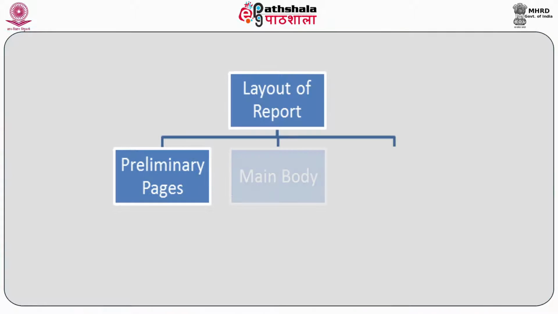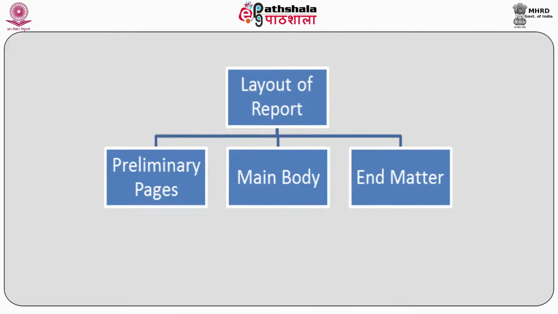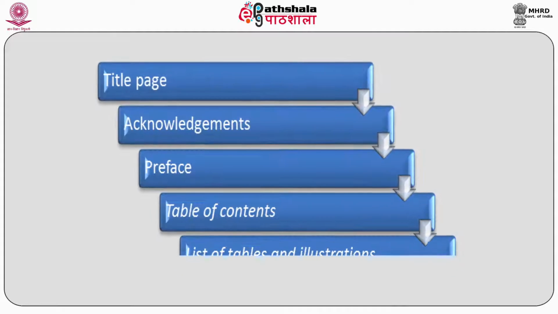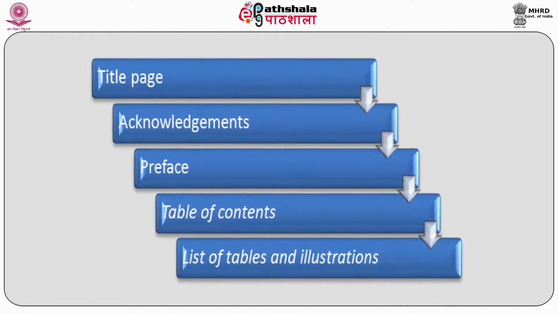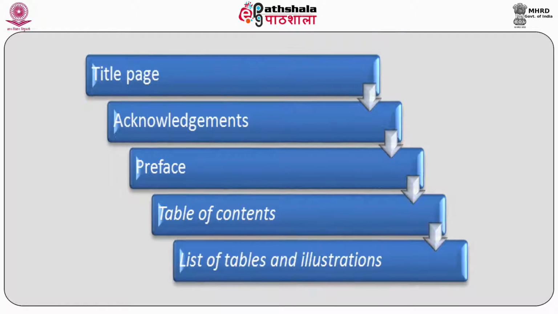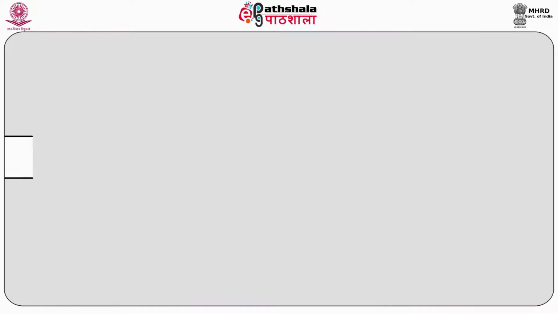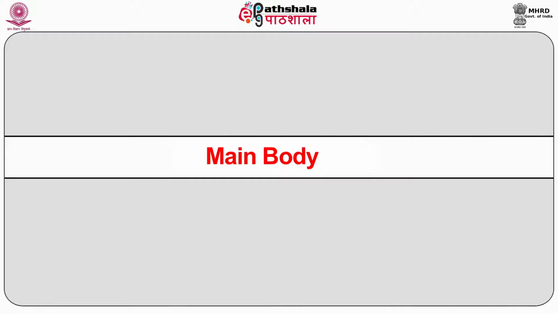A comprehensive layout of the research report comprises, first of all, the preliminary pages. The preliminary pages are the initial pages of the report that are presented in the following sequence: the title page, the acknowledgements, the preface, the table of contents, and the list of tables and illustrations. Then the main body. Now the main body is the second part of the total layout.